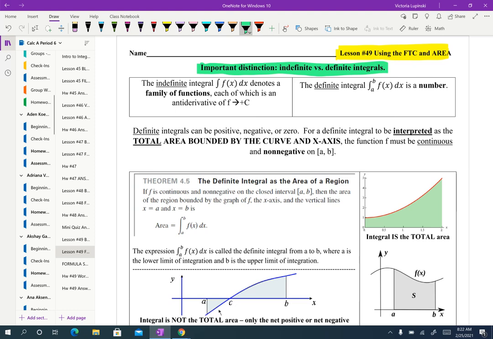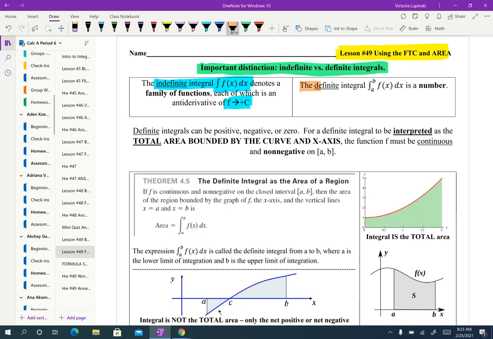So over here on the left-hand side, the indefinite integral denotes a family of functions, each of which is an antiderivative of f. So that means that there are infinitely many answers. This is what we started with at the beginning of the unit. Notice that in your notation here, there are no numbers. So it's indefinite because you don't know where you're starting and you don't know where you're ending. Again, there are infinitely many answers. We call that a family of functions. And the way that we denote that is by ensuring that every answer ends with a plus c.